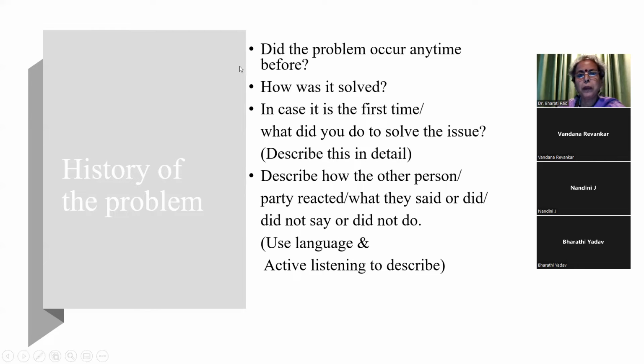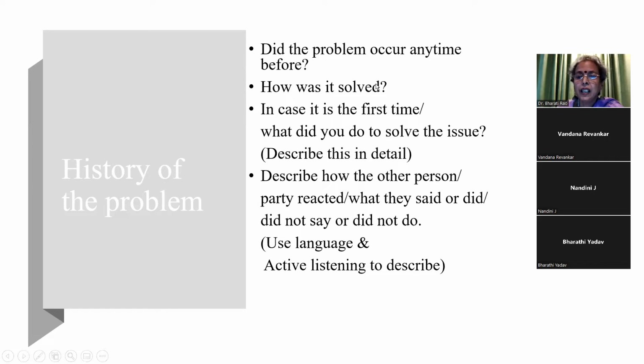Now, history of the problem. Did the problem occur any time before? We have stated that the two of them have been friends for long, but we need to find out, did something like this happen before and how was it solved? It's not always that this kind of equilibrium is there, although superficially it may be there. Once in a way, common fights between friends are common. Then how was it solved?